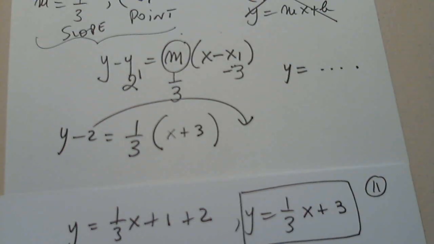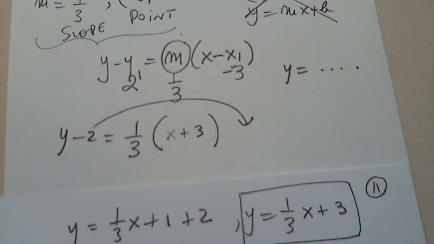Now I can answer any question they want. Here's what they want. They say when x is 0. Well, fine. Look at the equation, 1/3 x plus 3. When x is 0, how much is y? When x is 0, y is 3. Very good, awesome. When x is 0, y is 3.